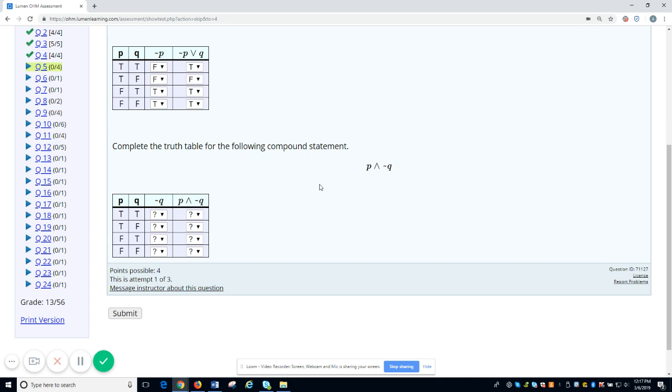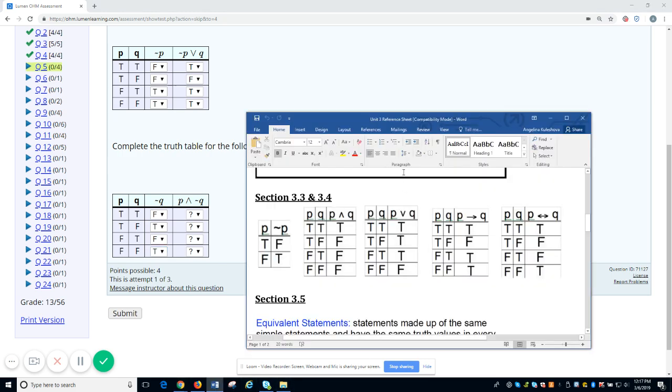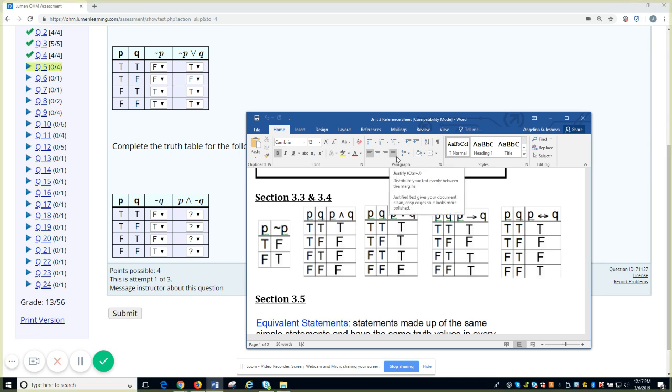All right, the next one, we're now negating the Q statement and then joining the P with the negated Q. Okay, so again, negation is pretty easy. You look at the original Q column and just switch the value. So true becomes false, false becomes true, true becomes false, false becomes true. Okay, now let's see what we're going to do next. And so for the next column, again, we're now joining using the AND symbol.